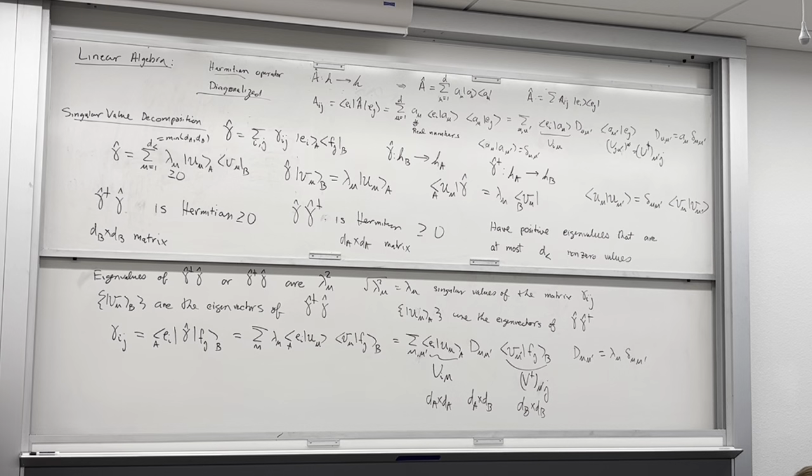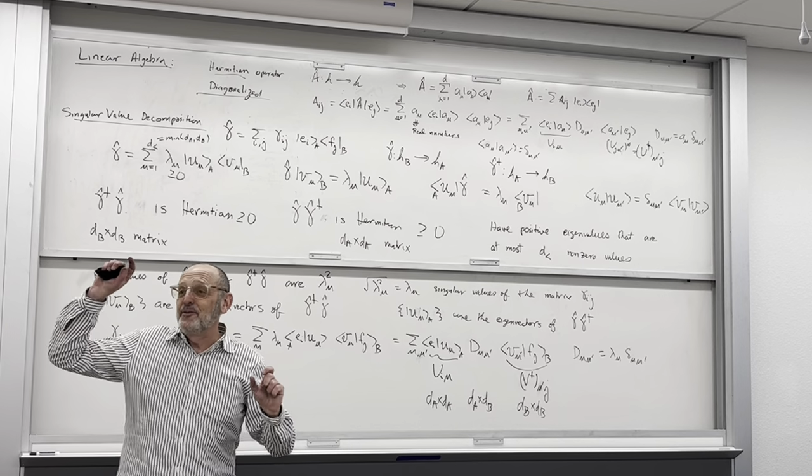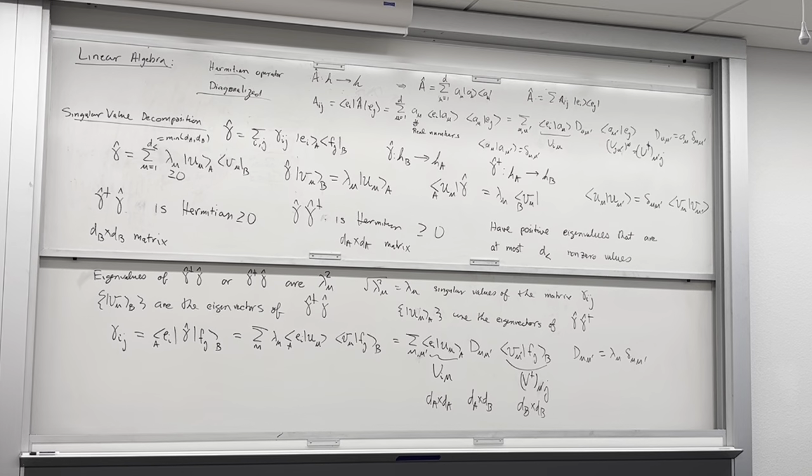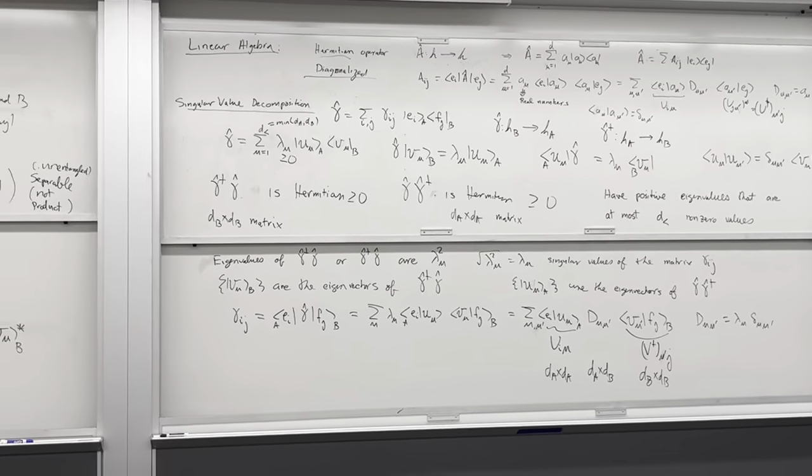For example, the Jaynes-Cummings model. In the Jaynes-Cummings model, we have the entanglement between a two-level system and a harmonic oscillator. But I can totally describe that by two Schmidt vectors. Interesting problem. Let's study that in homework. All right, excellent.